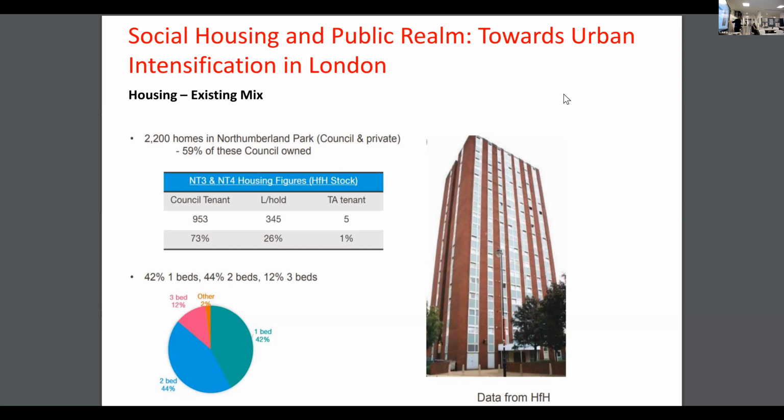The whole estate is council owned, and this is what you've got. 953 are secure tenants, council tenants, and leaseholders. Do you know what a leaseholder is? Yeah, so you've got 345 leaseholders, then you've got temporary accommodation, about 5 tenants. So this is what the whole estate is made up of.